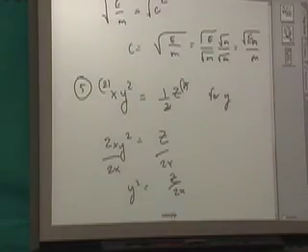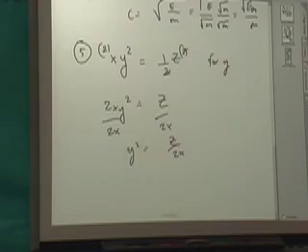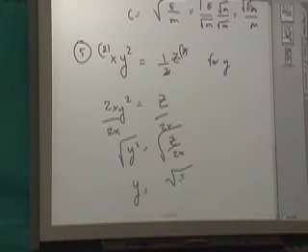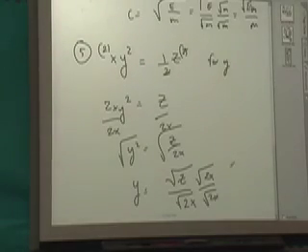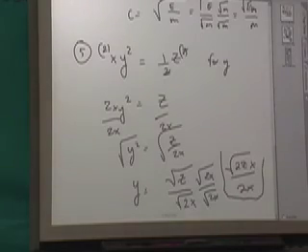Then, again, we have to take the square root of both sides, and we get y equals the square root of z over the square root of 2x. Are we done? No. Never done. Rationalize the denominator by multiplying by the root of 2x over the root of 2x, which is actually just 1. So we get the square root of 2zx over 2x. That's all she wrote.